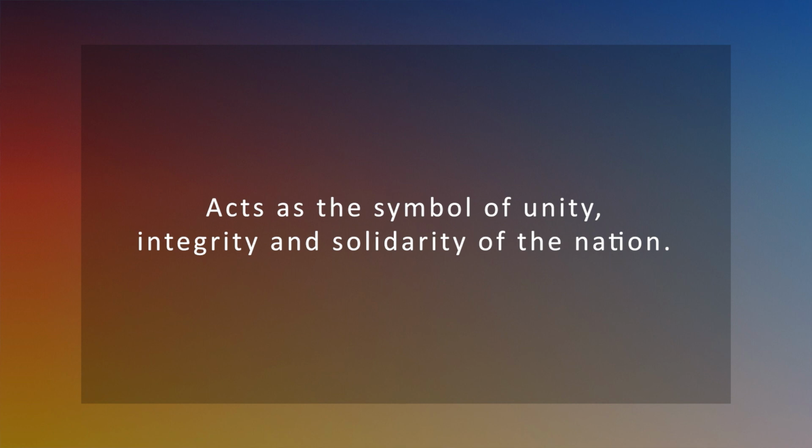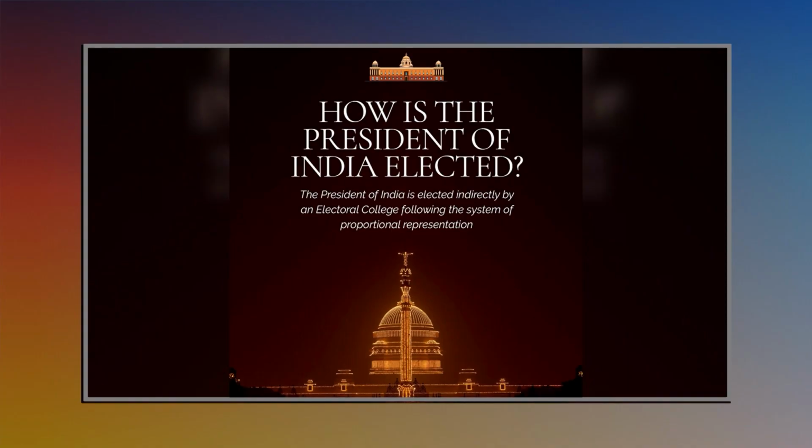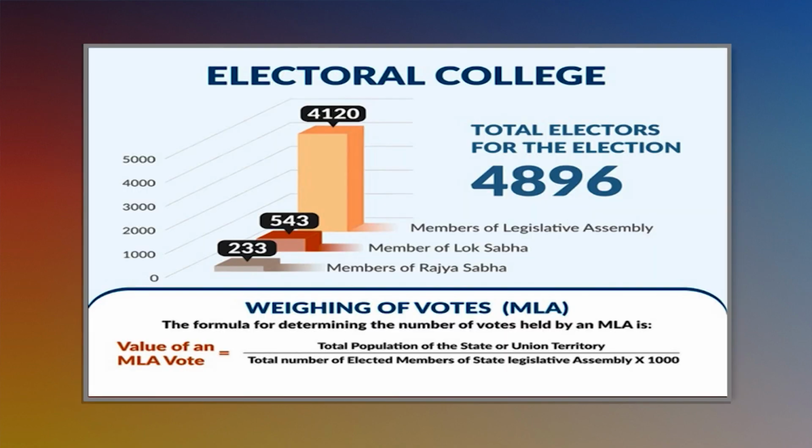the nation. The President is elected not directly by the people but by members of an Electoral College consisting of the elected members of both the houses of parliament, the elected members of the legislative assemblies of the states and the elected members of the legislative assemblies of the union territories of Delhi and Pondicherry.